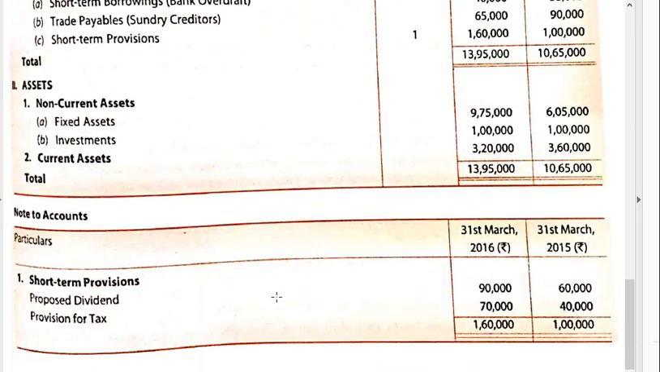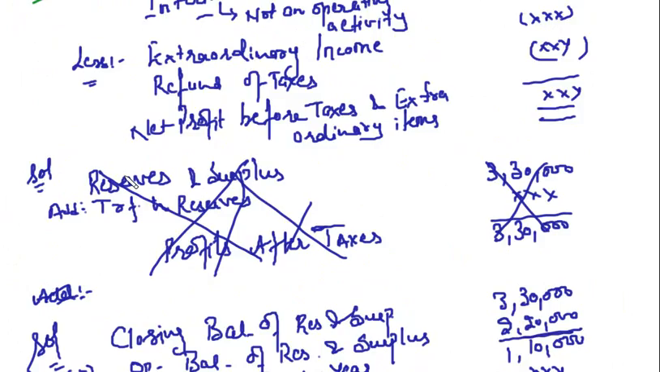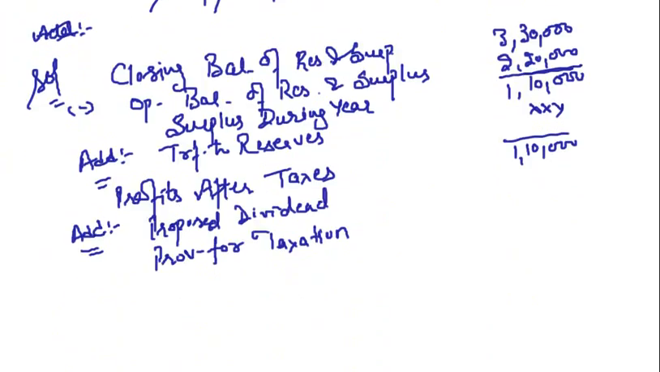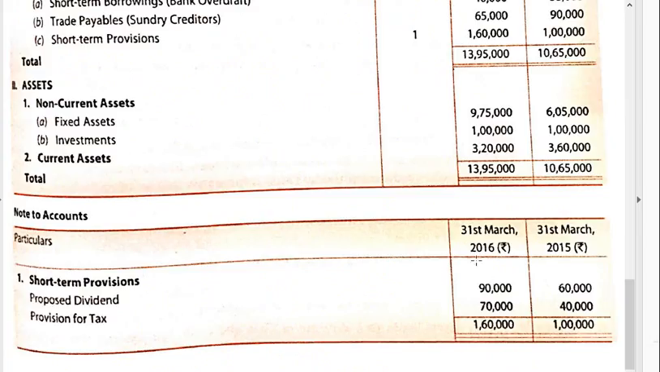Now can you tell me what will be the amount to be added back for proposed dividend? I just told you which amounts are to be considered. Only the current year figures are to be added back. So what are the current year figures? 31st March 2016.